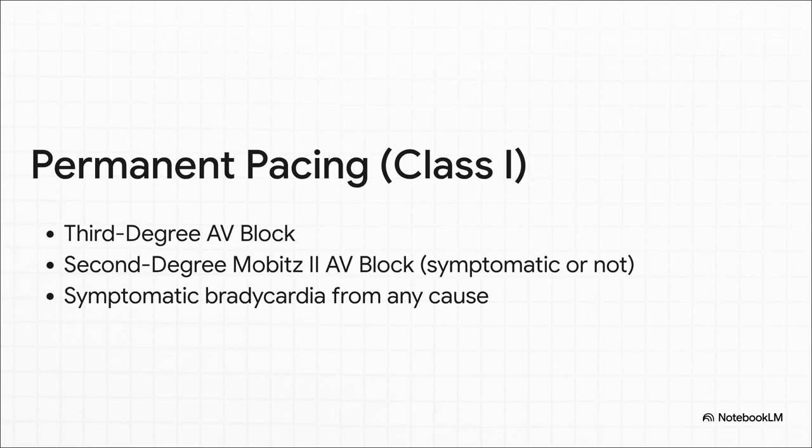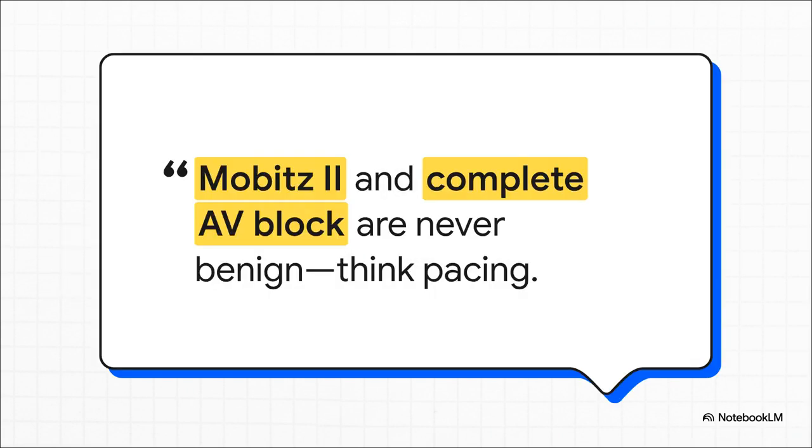That's a non-negotiable. Let's boil this entire explainer down to one single essential rule. You can often watch and wait with a first-degree block or a stable asymptomatic Mobitz 1. But Mobitz 2 and complete heart block are never benign. Ever. They represent an electrical emergency just waiting to happen. The second you see one of those on an ECG, your brain needs to immediately shift gears. You need to be thinking pacing.